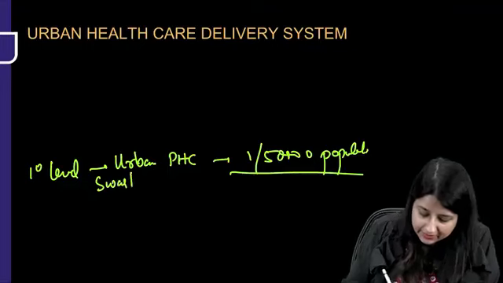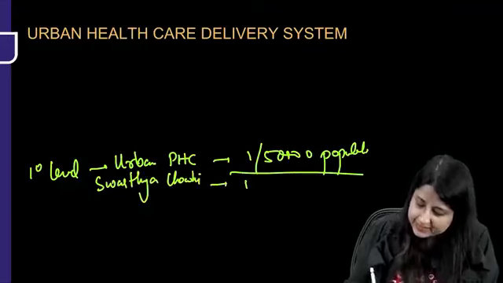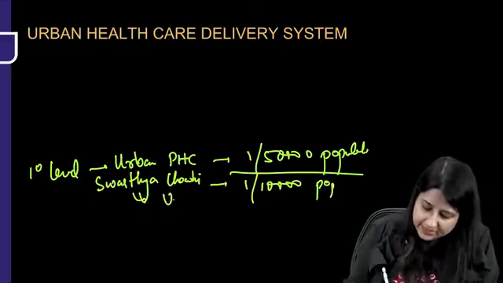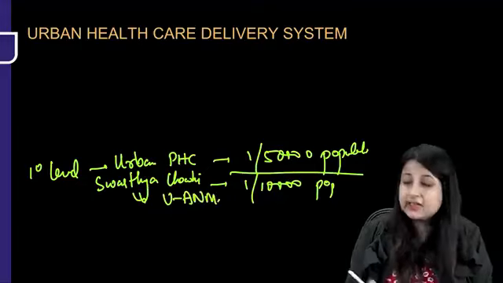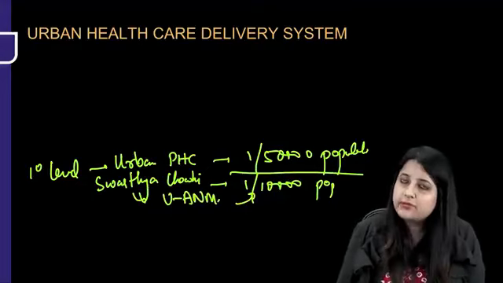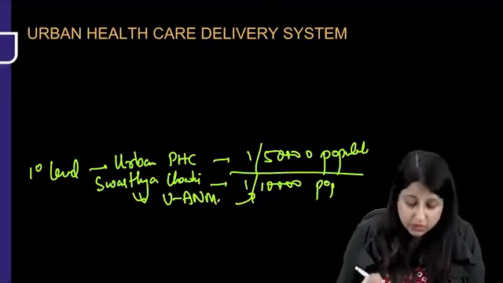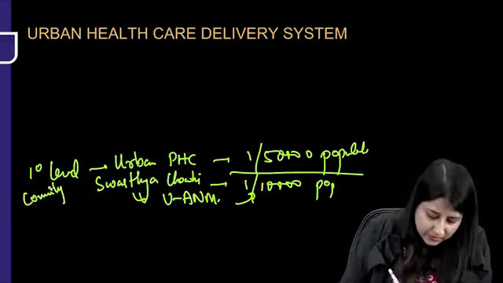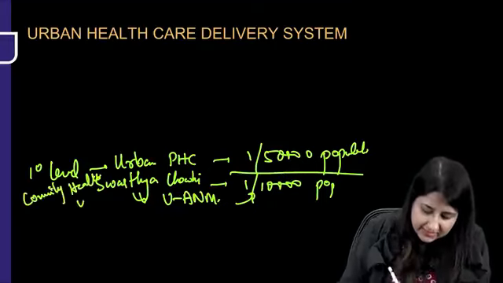Then we also have a Swasthya Chowki. One Swasthya Chowki, everybody, is 1 per 10,000 population. And who's posted here? Urban ANM. Just like the sub-center had an ANM, here it's the urban ANM. Urban ANM is also 1 per 10,000 population. And also we have over here a community health worker. In a Swasthya Chowki, we also have a community health worker.